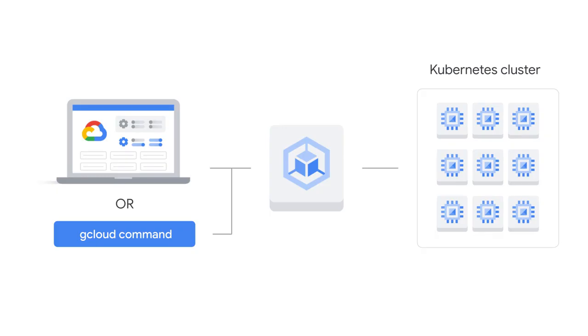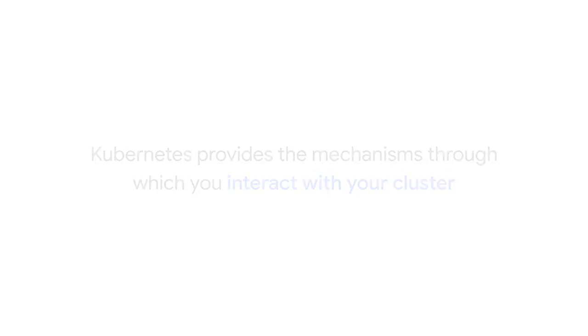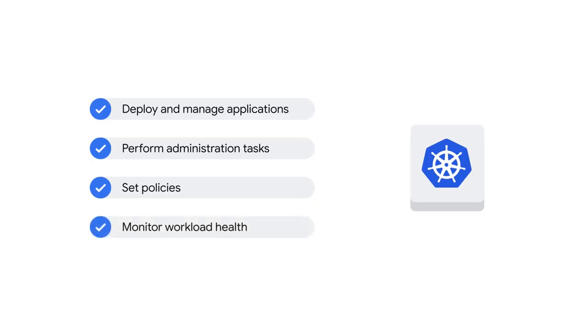You can create a Kubernetes cluster with Kubernetes Engine by using the Google Cloud Console or the gcloud command that's provided by the Cloud Software Development Kit. GKE clusters can be customized, and they support different machine types, number of nodes, and network settings. Kubernetes provides the mechanisms through which you interact with your cluster. Kubernetes commands and resources are used to deploy and manage applications, perform administration tasks, set policies, and monitor the health of deployed workloads.